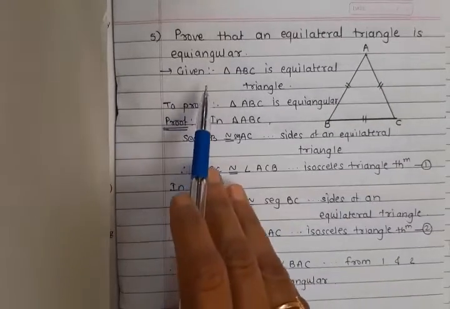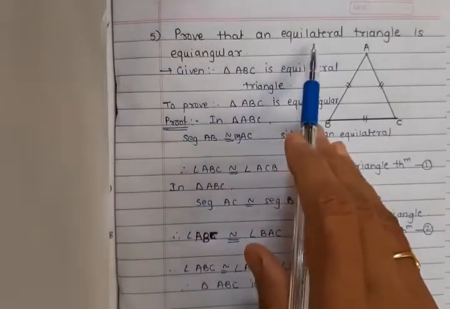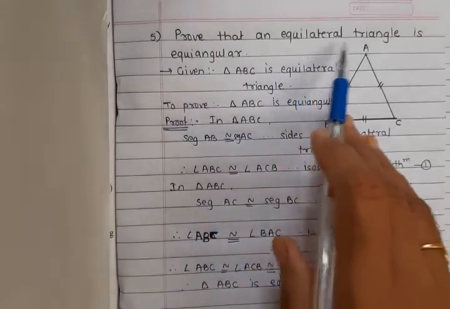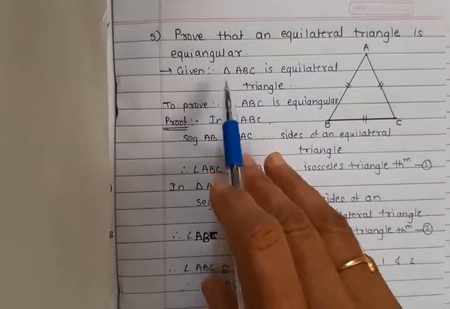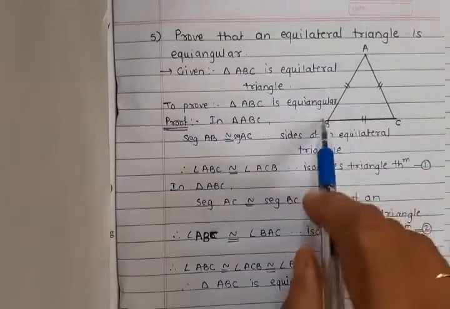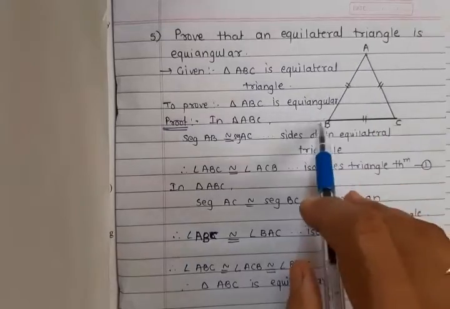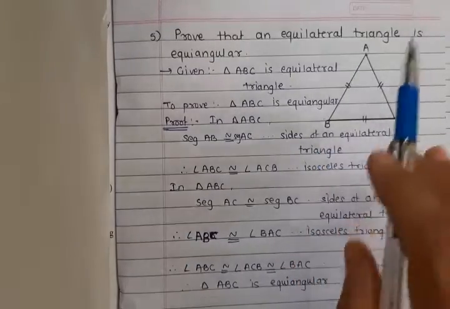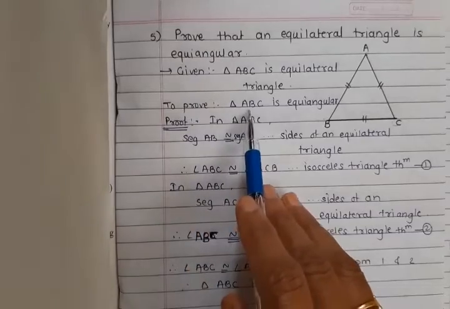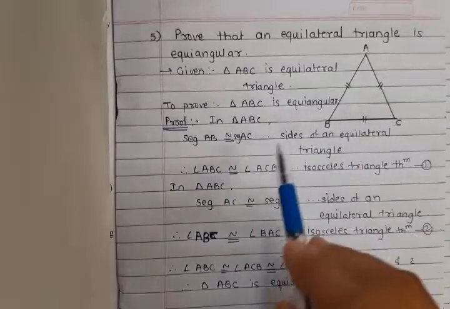See the fifth example. Prove that an equilateral triangle is equiangular. Equilateral triangle means all three sides are equal, and we have to show that an equilateral triangle is equiangular. Equiangular means the angles are also equal. Given: triangle ABC is an equilateral triangle. That means segment AB equals BC equals AC. Here identical marks are shown. Now what we have to prove? That triangle ABC is equiangular. That means we have to prove that all three angles are equal.